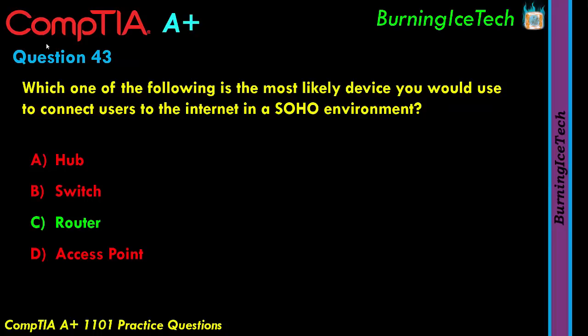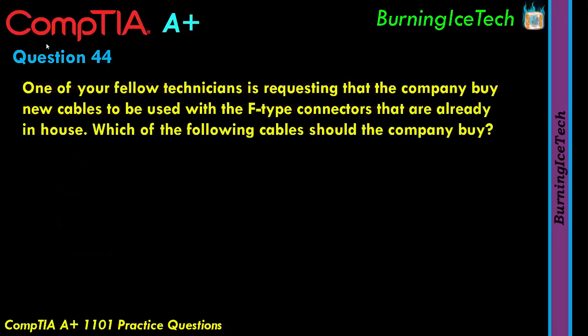So it could be that you go through the access point first and then you get to the router, but they said most likely. They said it's a small office, home office environment, so it's very small. And if it's a very small environment, you probably don't even need an access point. You just need a router, guys. So your answer here is C, router. Moving on to question 44. Wow, the numbers are getting big now.